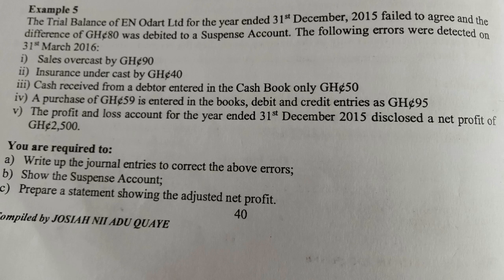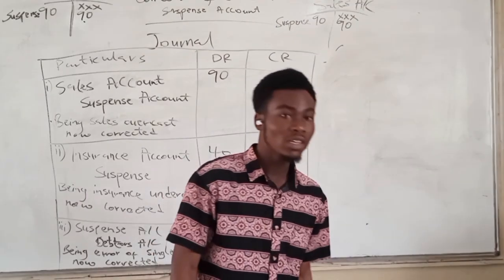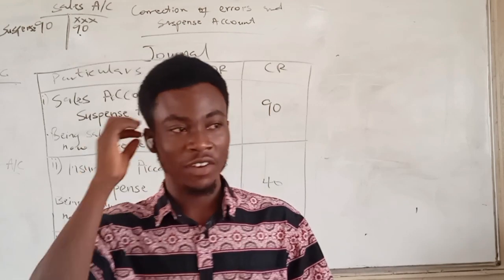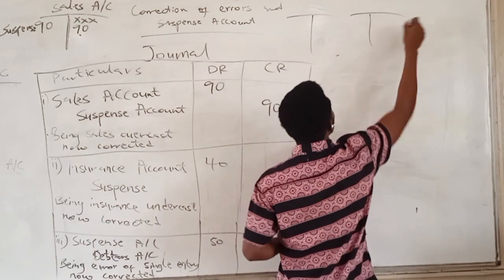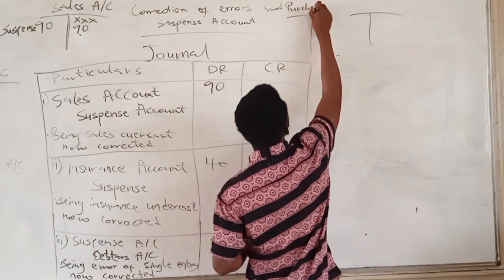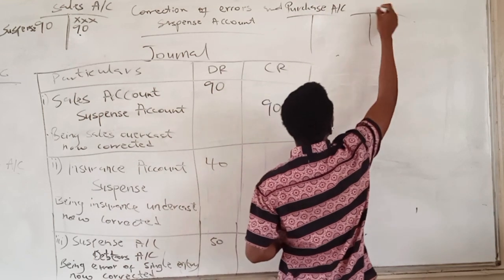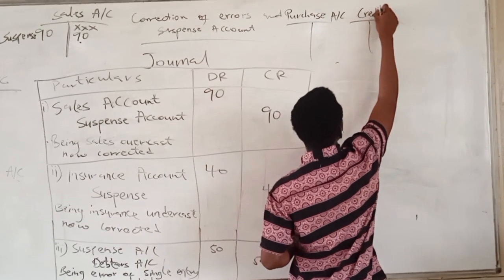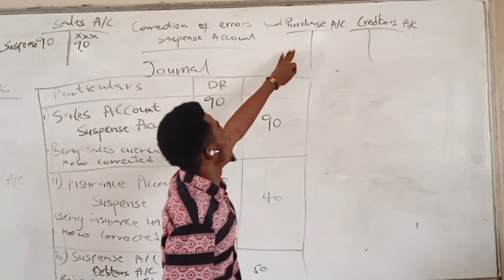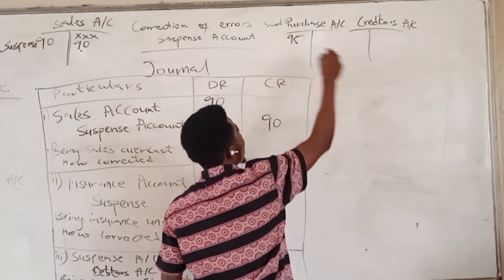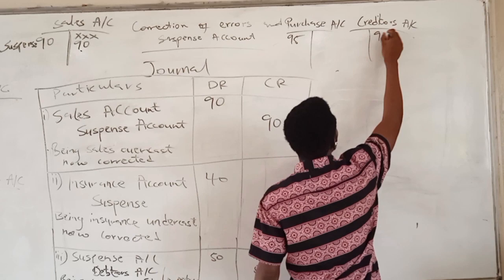Okay, question four. A purchase of 59 is entered in the books, debit and credit entries as 95. So we know that this error is not going to affect the agreement of the trial balance. So let's look at this entry of the account. So now we have our purchase account, and then our creditors account. So it says they debited purchase with 95 and credited with 95.